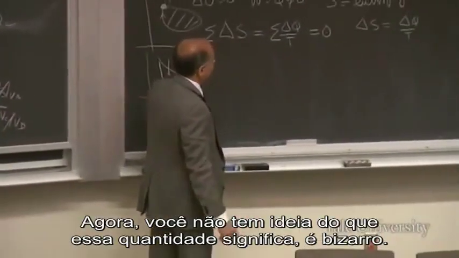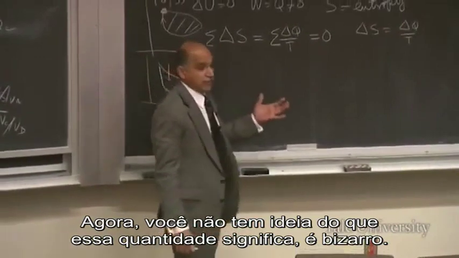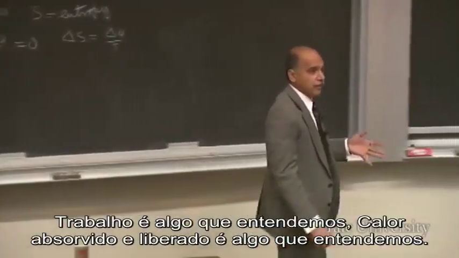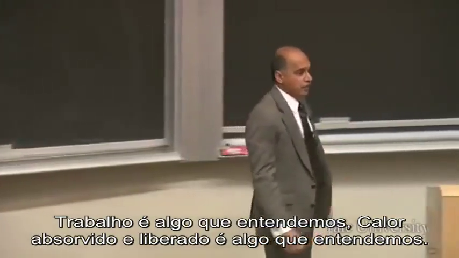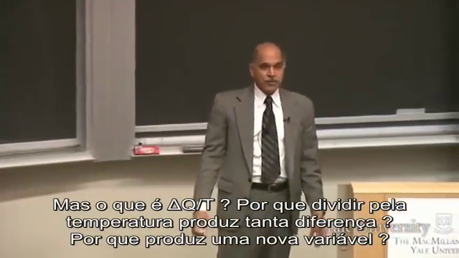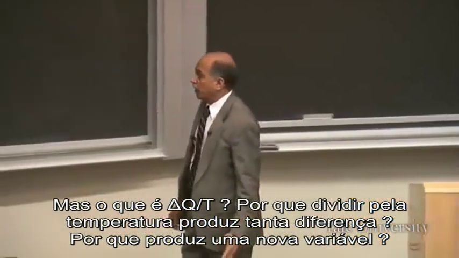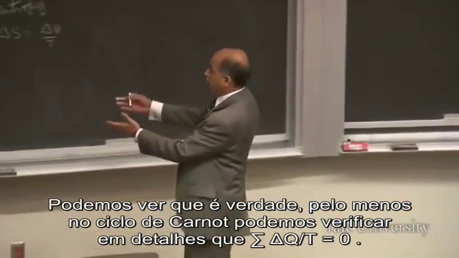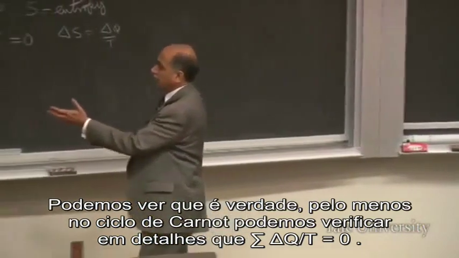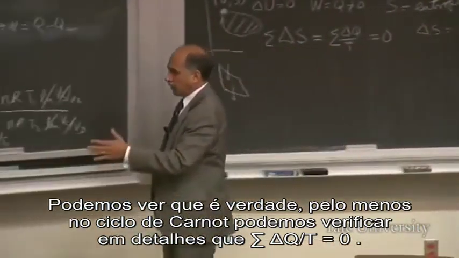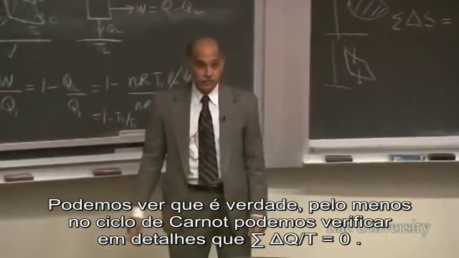Now, you have no idea what this quantity stands for. You agree it's bizarre. Work done, we understand. Heat absorbed and heat rejected, we understand. What is delta Q over T? Why is dividing by T such a big difference? Why does it produce a new variable? We can see it is true. At least in the Carnot cycle, you can verify in detail that the total of all the delta Q's over T is in fact 0.